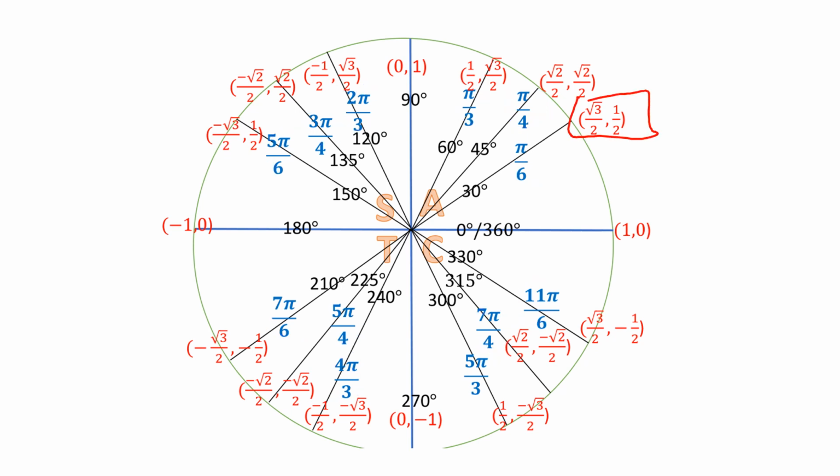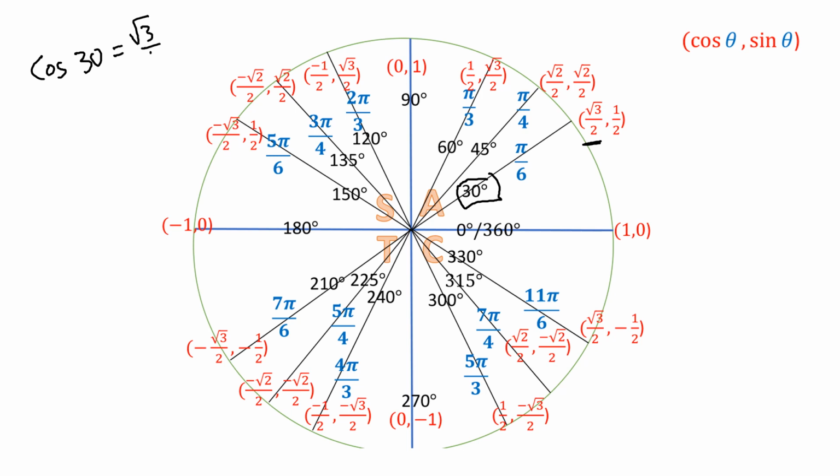The red values represent the sine and cosine of each of the angle measurements, whether we describe the angles in radians or in degrees. And the first number represents cosine of the given angle, and the second number represents the sine of the given angle. For example, if we want to evaluate the cosine of 30 degrees, we would first need to find 30 degrees, and then because our function is cosine, we would look at the first value, which is radical 3 over 2. So the cosine of 30 degrees is radical 3 over 2.